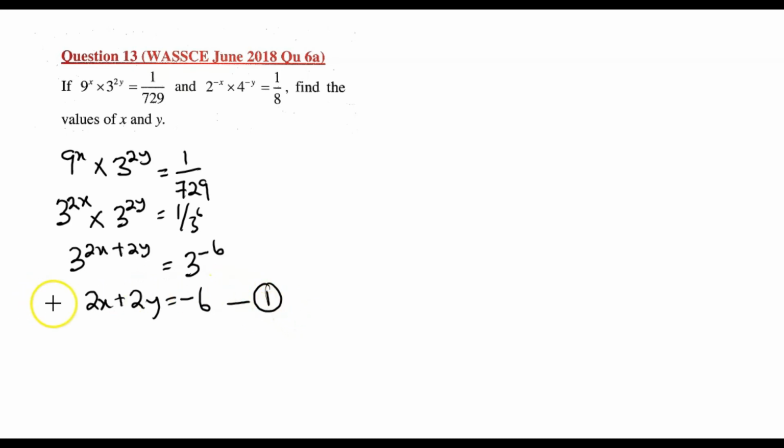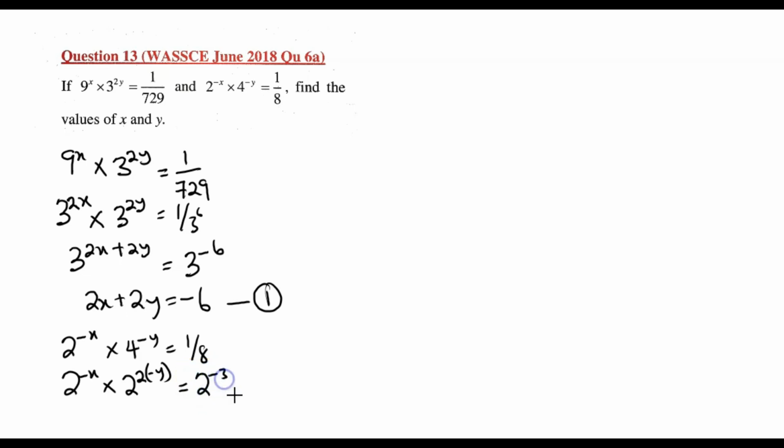Now going for equation 2, we are considering 2 to the power negative x times 4 to the power negative y equal to 1 on 8. With the same procedure we used in the first equation, we must express them to a common base and deal with the powers. So that is going to give us 2 to the power negative x times 4, which can be written as a base of 2, so 2 to the power 2 times negative y. And this should be equal to writing 1 on 8 as a base of 2, which is 2 to the power negative 3.